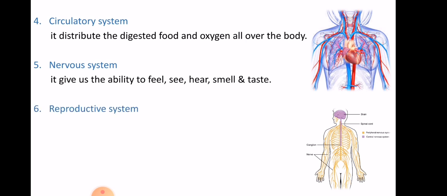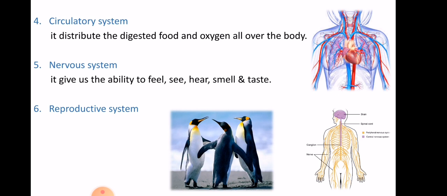The sixth system is the reproductive system. The reproductive system is responsible for reproduction, for making new offspring of the same species. It produces new individuals. So we now know that our body consists of systems, and we know that the smallest part of our body is called the cell. We discussed the main idea about some systems in our body.